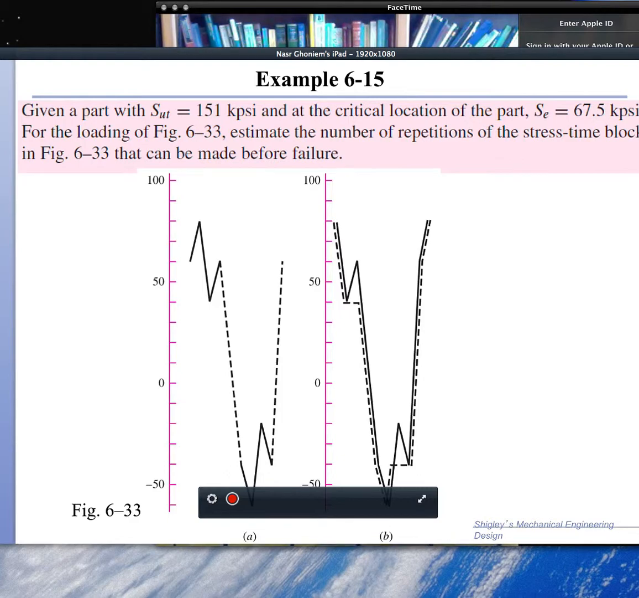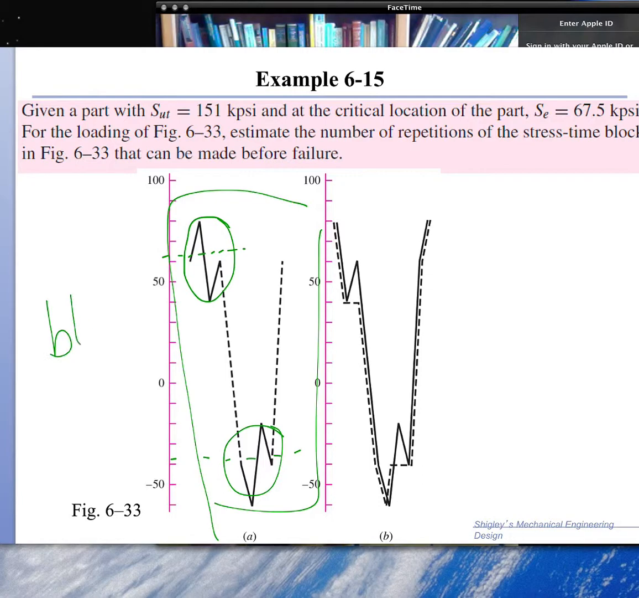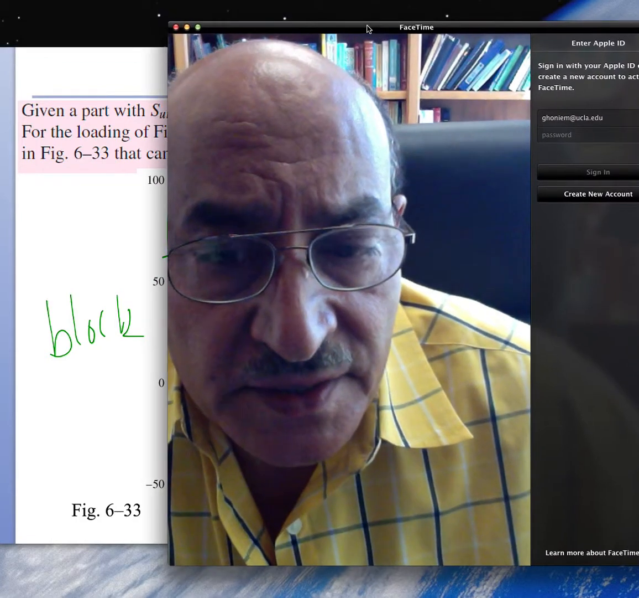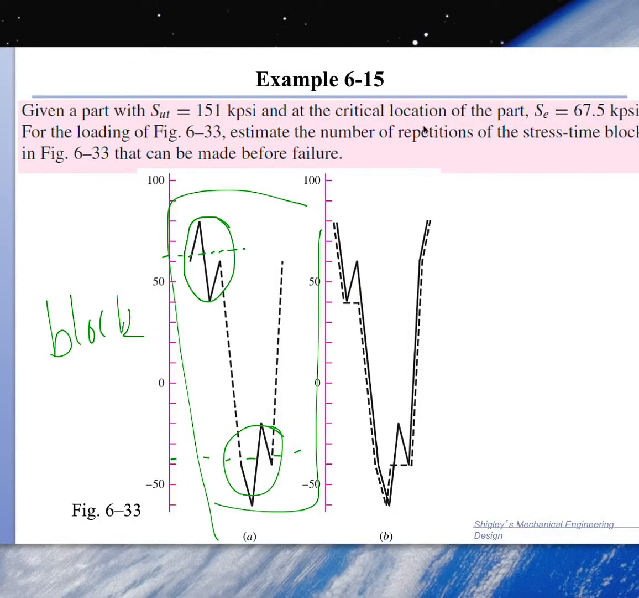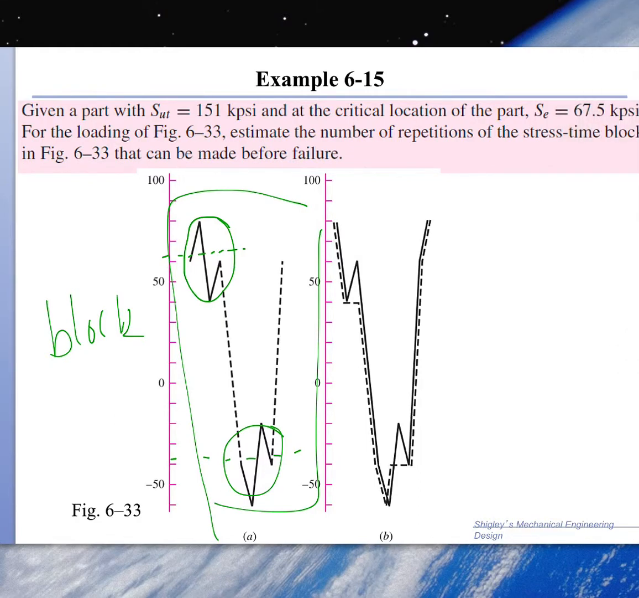What you notice here is that in this cycle here, it has a mean value, and this cycle here has also another mean value. But the two of them are called a block. So this is a block. And similar to what you will have in the crankshaft example. So we have two blocks in this case. And what we want to do is calculate the damage as a result of the first block and the damage as a result of the second block, and add them together.